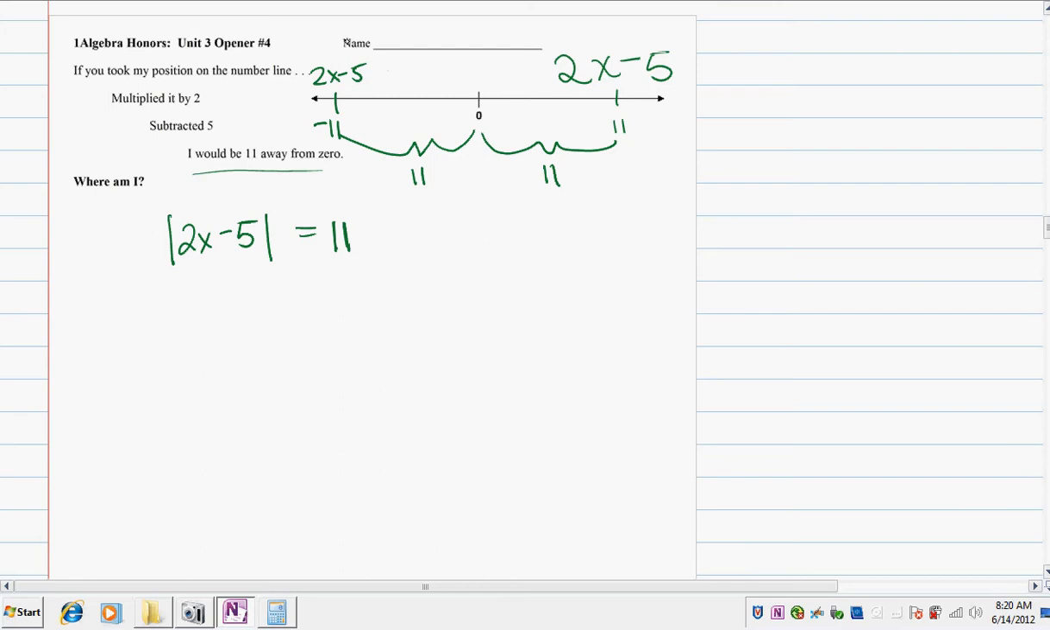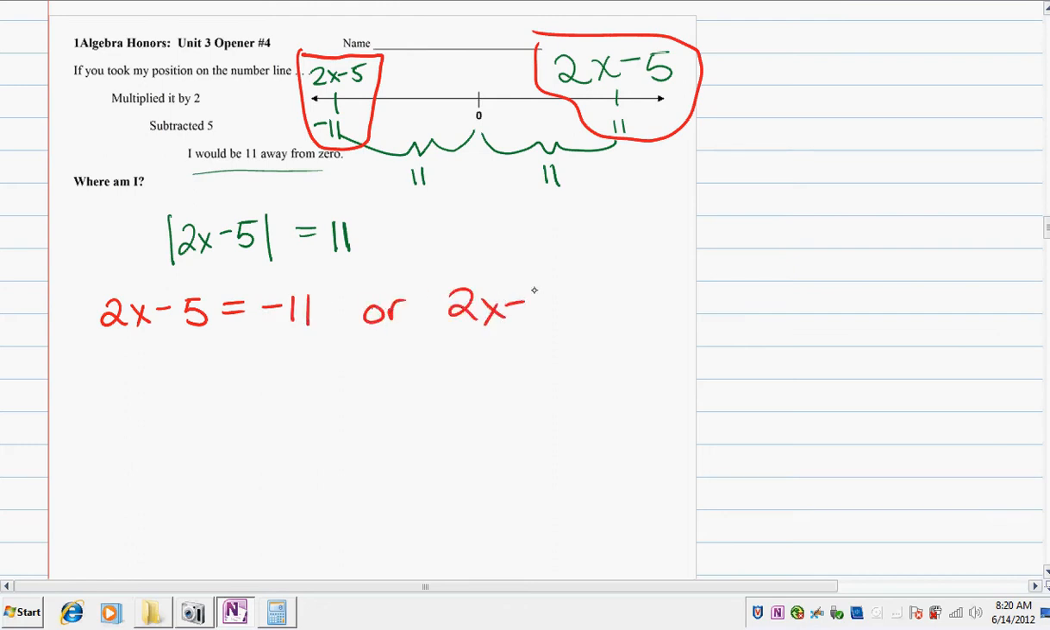Well, I know that these distances at 11 away from 0 have to either be positionally at negative 11 or positive 11, which means twice my position minus 5 must be at negative 11, or twice my position minus 5 must be at positive 11. So here's the big difference, right? This first equation represents my distance from 0. Once I convert it to a positional equation, it has to be two different positions that I could be at. Okay, so big distinction here.